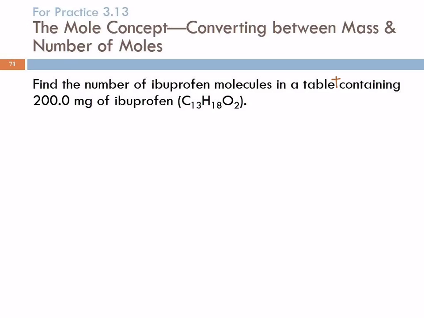These are just dimensional analysis problems. You might be thinking, just? No, they should be just. So we have 200.0 milligrams. Milligrams of what? Well, we're given the formula C13H18O2. That's the only number in the problem, so we're probably going to start with that. And then what are they asking for? Number of molecules.